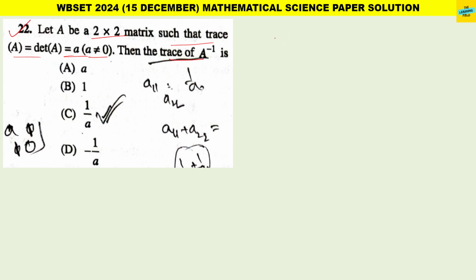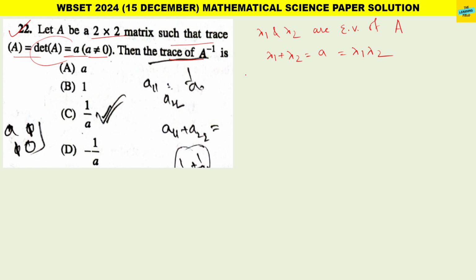So this is a very easy question. Suppose lambda 1 and lambda 2 are eigenvalues of A. So that means the trace, lambda 1 plus lambda 2, is equal to trace of A, and determinant of A is equal to lambda 1 lambda 2.